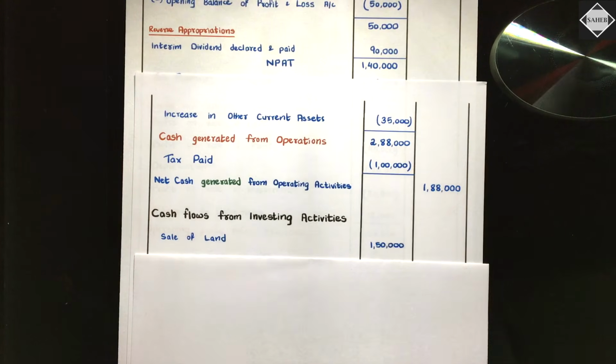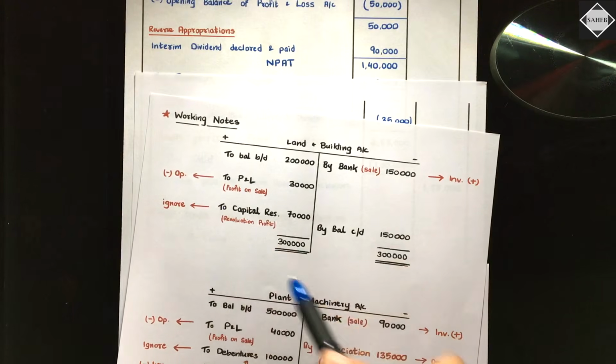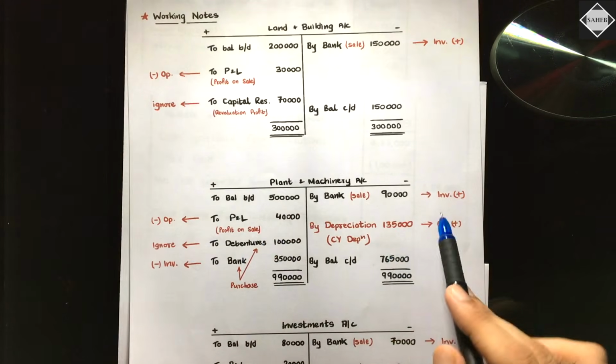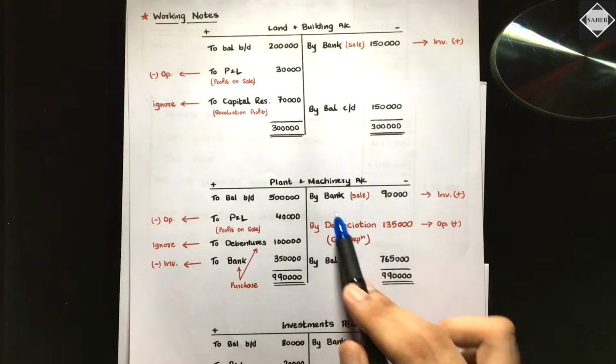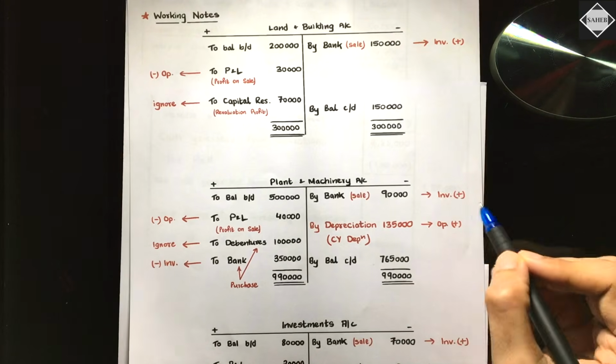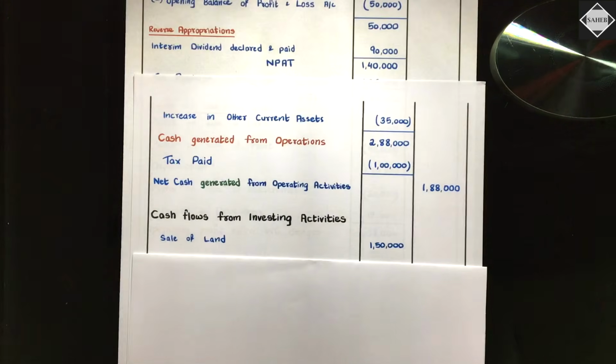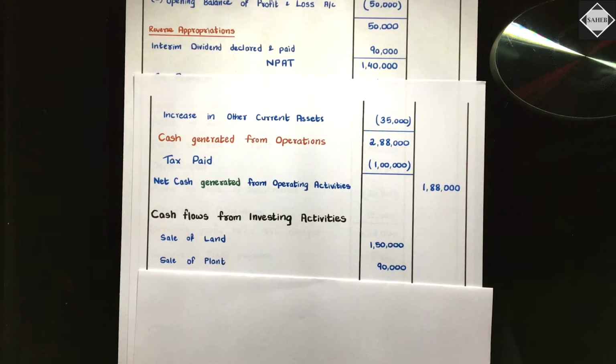Clear? Simple. Then do we have anything investing over here? No. In plant and machinery, yes. See again here also we have sold a plant for 90,000 inflow. We have to add it in investing activity. Sale of plant, 90,000. Clear?